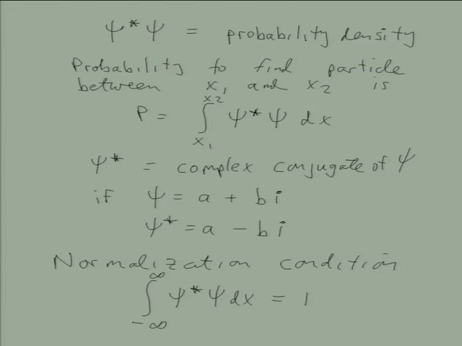Let me remind you what we mean by complex: a plus b times I, where I is the square root of minus 1. And then the complex conjugate is a minus b times I. So the wave function is a useful thing because we're going to be able to calculate where particles are.